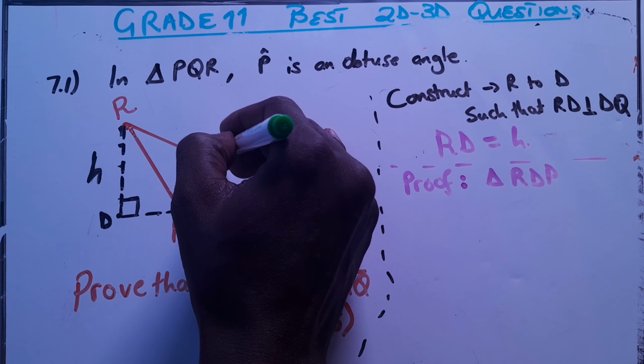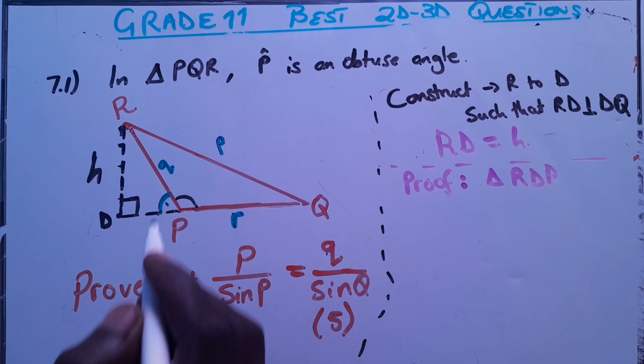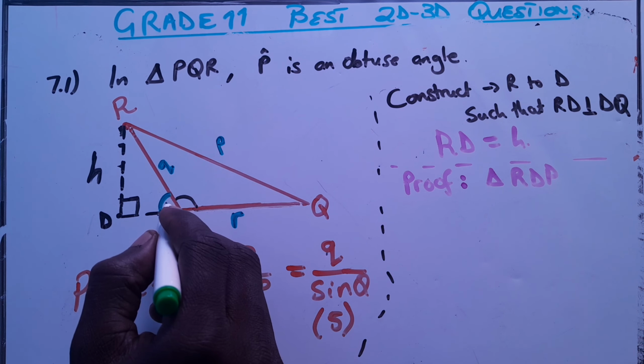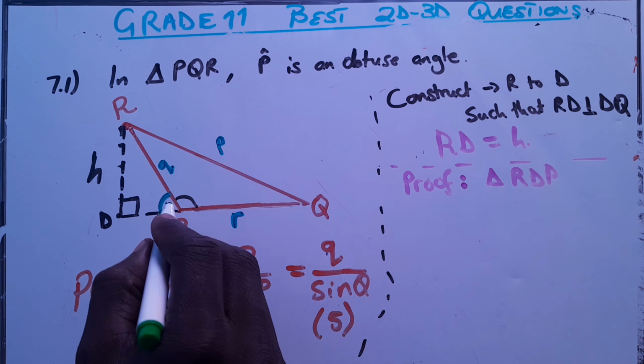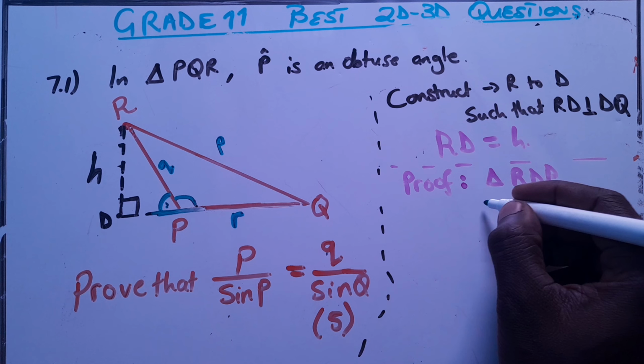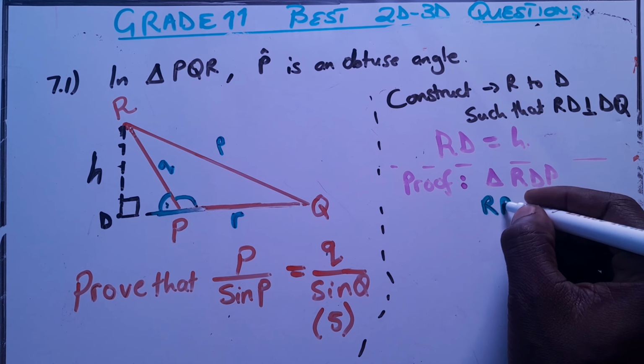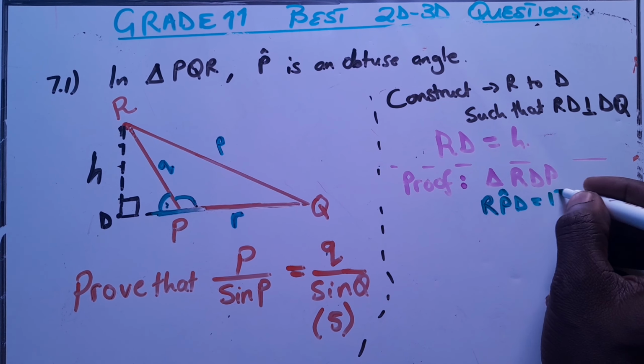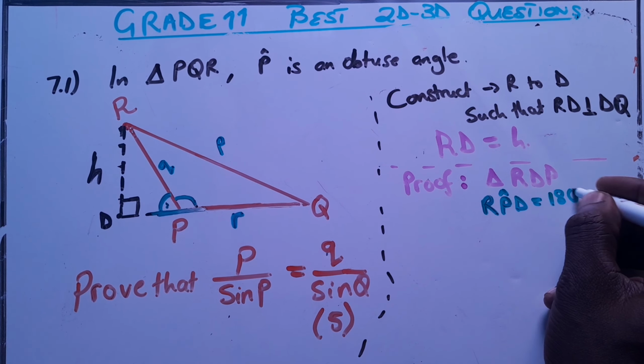So in triangle RDP, can you see that we're having this angle here? What is the name of this angle? If you check this angle, it is 180 minus angle P, because these are angles on a straight line. Can you see that? So it means that our angle RDP will be equal to 180 minus angle P that was originally given.